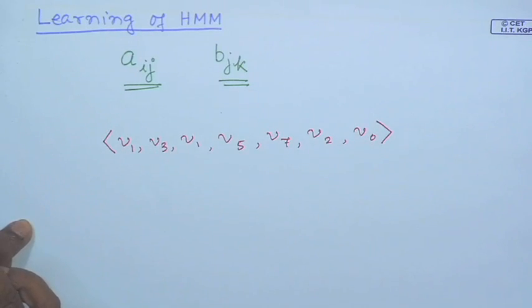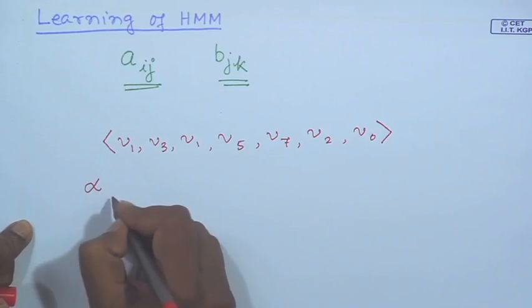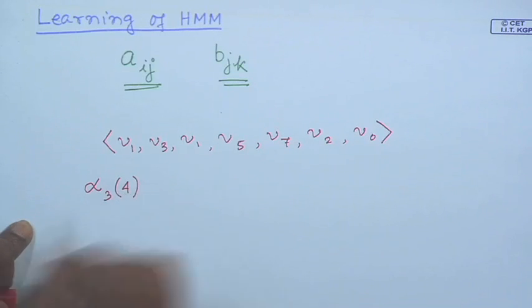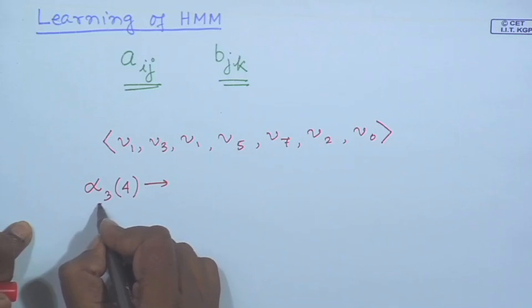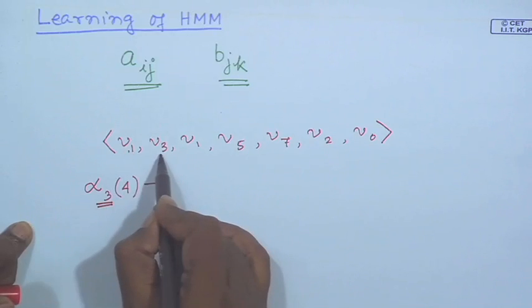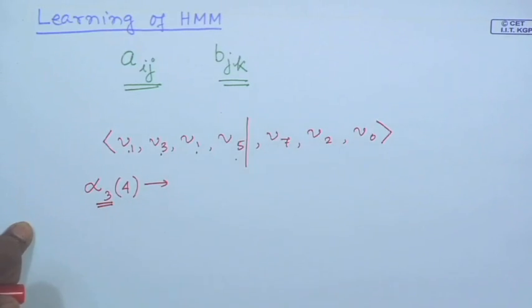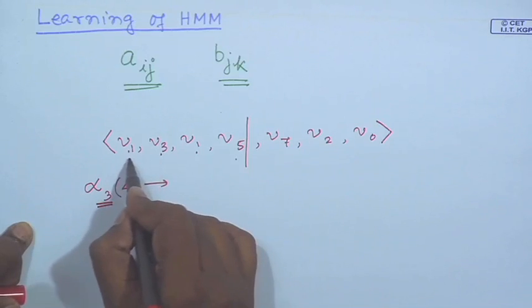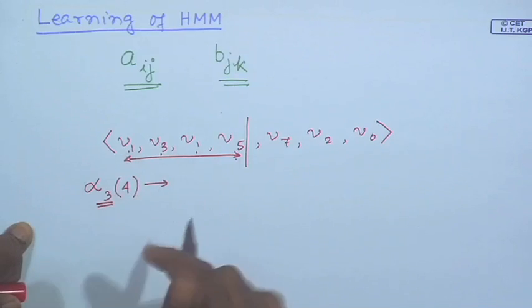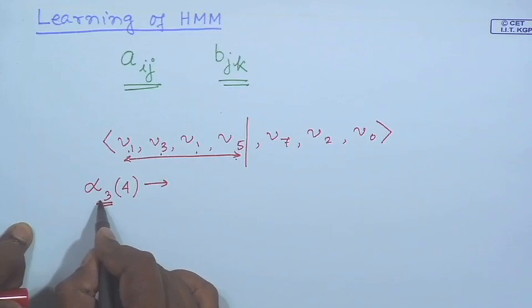Then alpha of 3, 4 gives me the probability that the machine will be in state omega 3 after generating V1, V3, V1 and V5 up to this point. So the machine has generated these symbols in the given sequence, and then what is the probability that it will be in the hidden state omega 3.